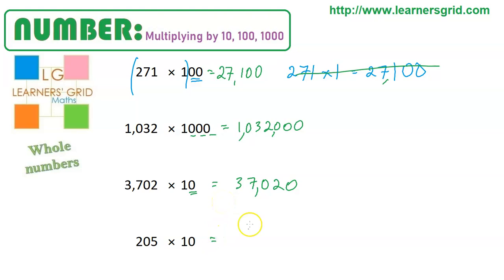And for the last one, 205, multiplying by 10. So 1 0, 2,050. There you go. Very fast, very easy, very quick.